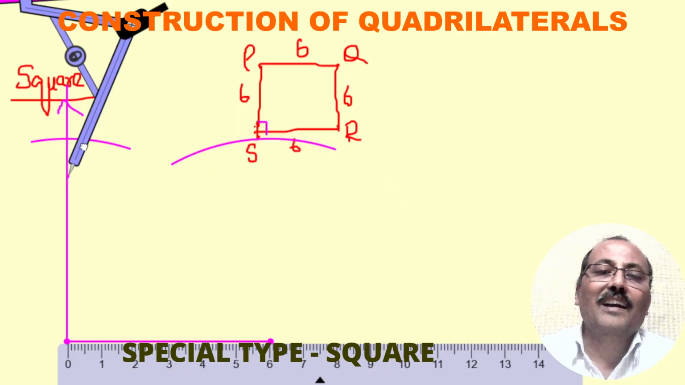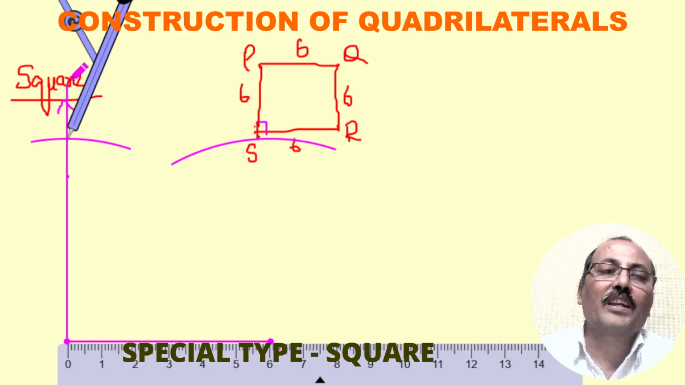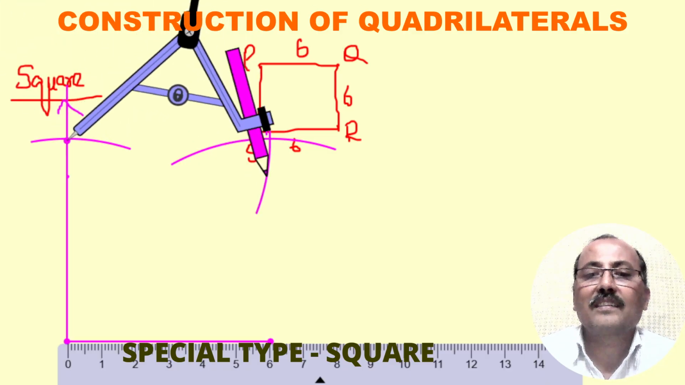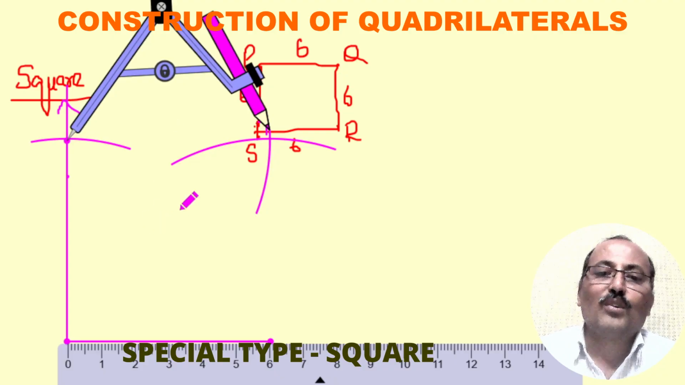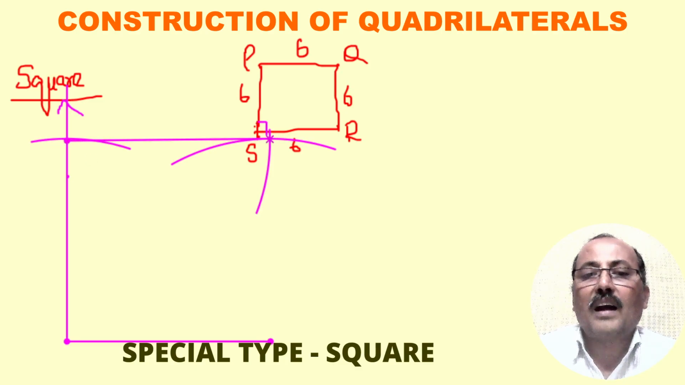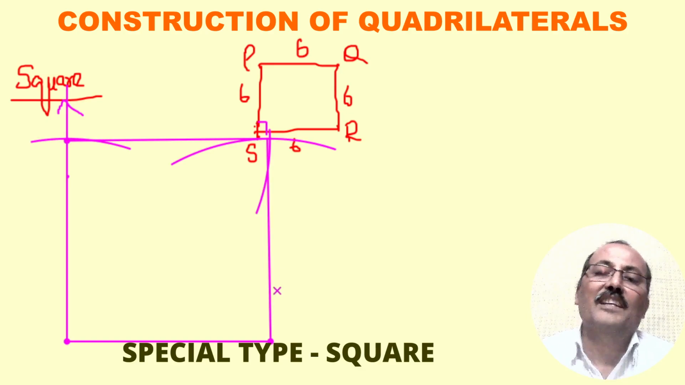Now keep the compass at this point. Okay, this point you have to keep it and draw that arc. Cut the previous arc. You have to cut that arc over. Now join all those things. Now join these two and from here to here you join. Now it looks like a square and each length is 6 centimeter.